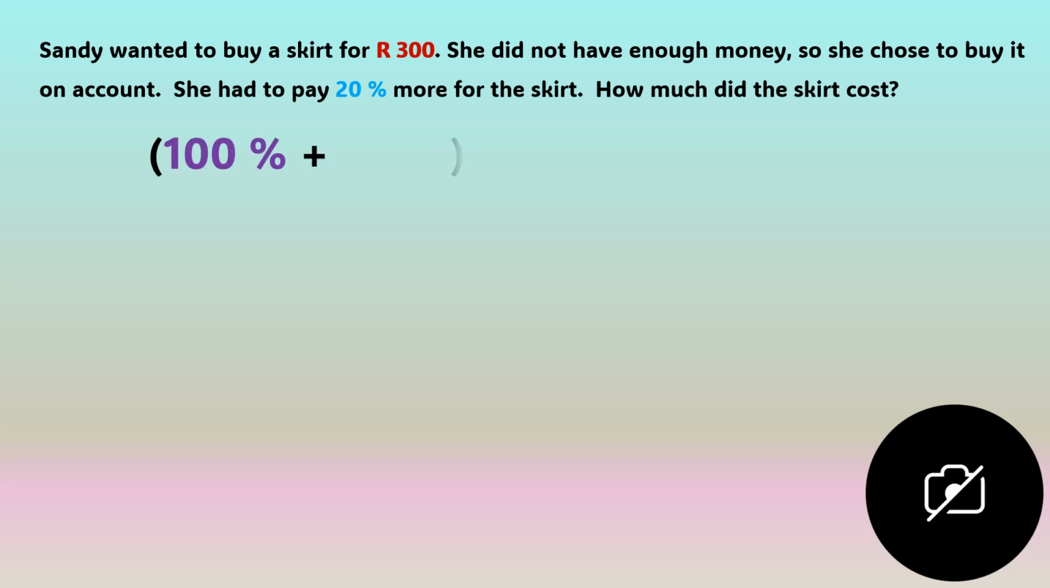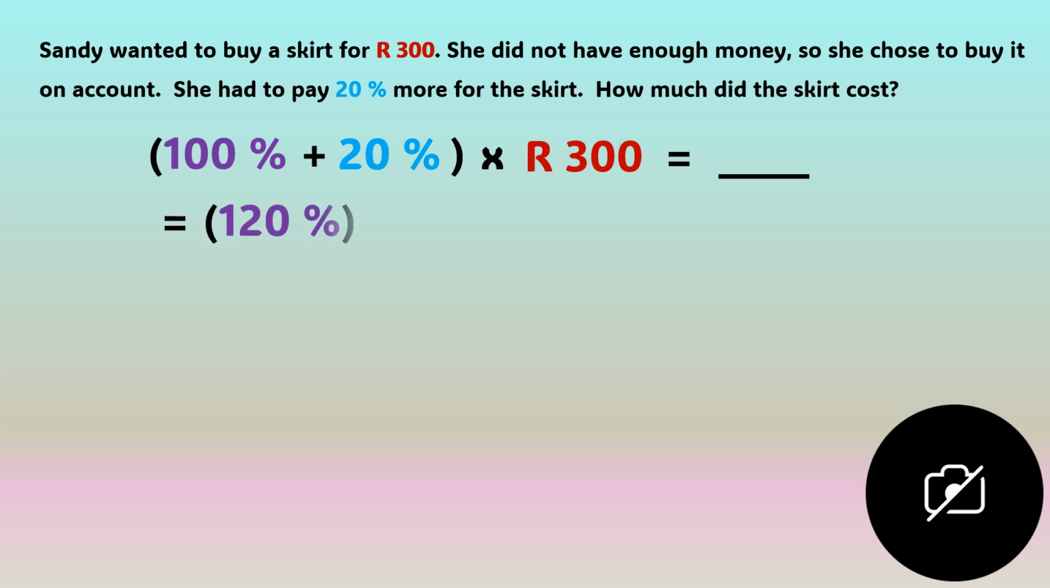So the first thing that she needs to do is to take 100%. 100% represents the value, the 300 Rand, because it is the total amount that she's going to pay, and she's going to add to that 100% 20%. Then she's going to multiply it by the total amount of the skirt, which is 300 Rand. Now, she's going to get her answer. So the first thing she needs to do is to add the percentages together. It's 120% times 300 Rand.